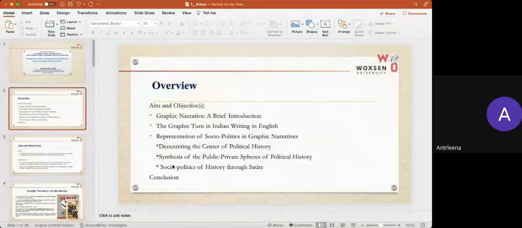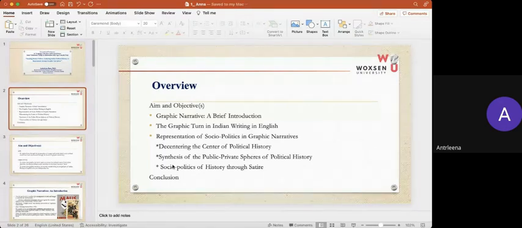To give you a brief overview of the talk, I'll be talking firstly about the aims and objectives. Then I'll give you a brief introduction on what graphic narratives are. Many of you would be familiar with graphic narratives, many of you might not be. Then I'll showcase the graphic turn in Indian writing in English. When did this turn happen? When did writers in India start writing graphic narratives on political events in India?